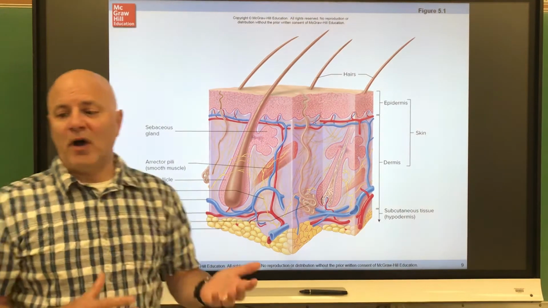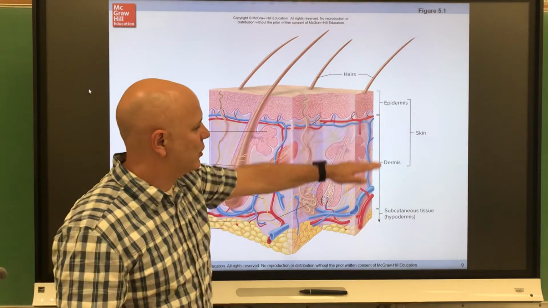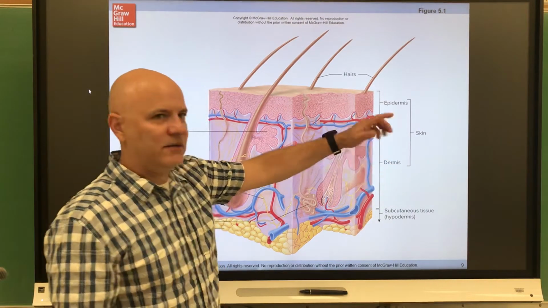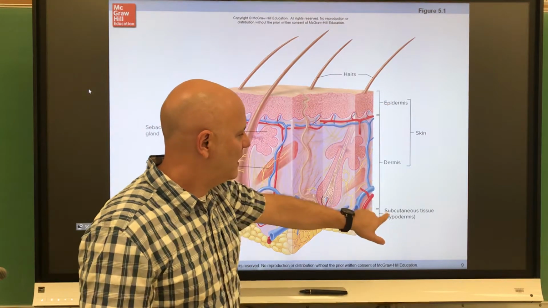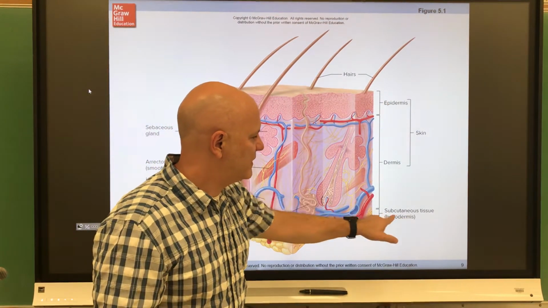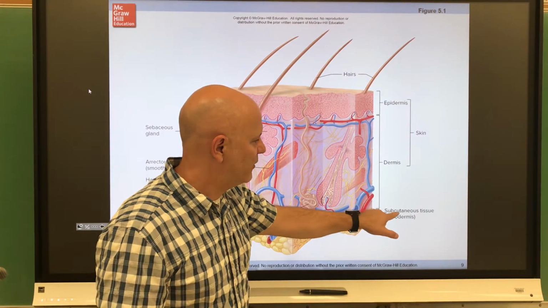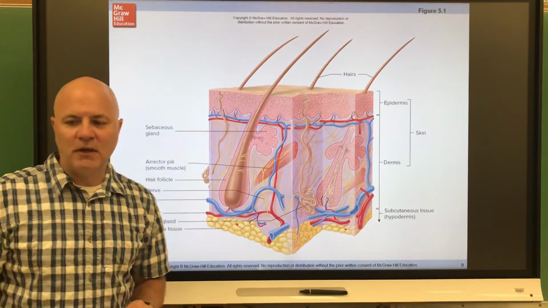Okay, so let's move on to the next layer, and that's the dermis. Just to let you know, derm means skin, epi means above the skin, hypo means below the skin, sub means below, cutaneous means skin as well. So let's look at the dermis.